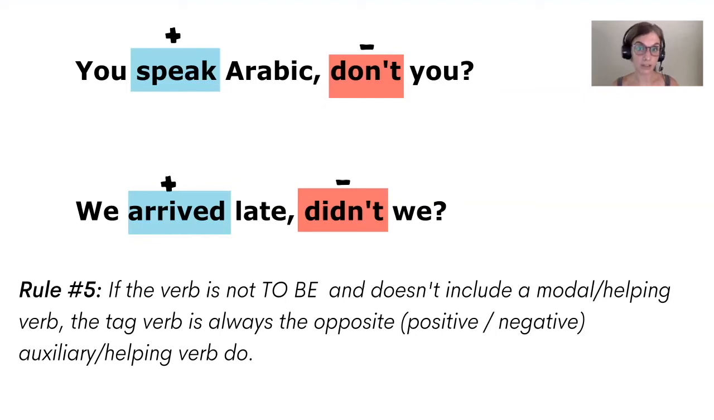But in British English, they will keep have in the second part in the tag. So they might say, you have a cat, haven't you? Either way is fine. They're both grammatically correct, but it's cultural. Here in the United States, we don't say haven't you, we would say do, don't you? And in the UK, they wouldn't.